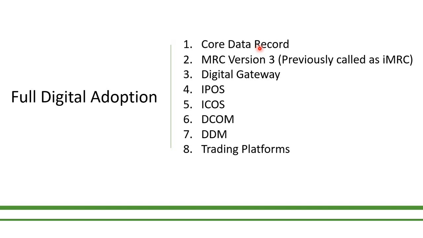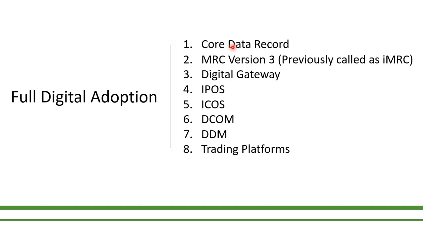First is Core Data Record or CDR, MRC version 3, which was previously called the IMRC or Intelligent MRC. Third one is Digital Gateway. Fourth one is IPOS. Fifth, ICOS, DCOM, DDM, and then Trading Platform. So we will briefly talk about it and I will try to give you an overview of these services. Let's talk about the CDR first.